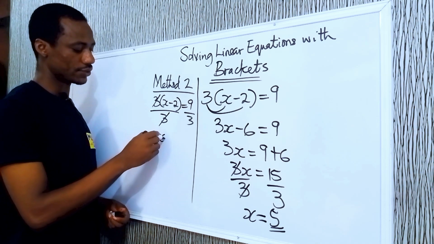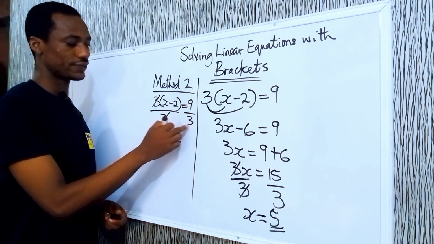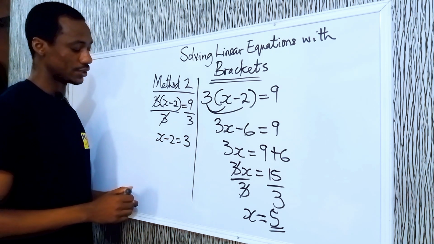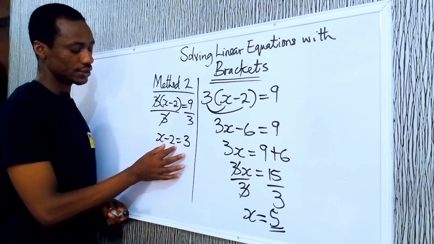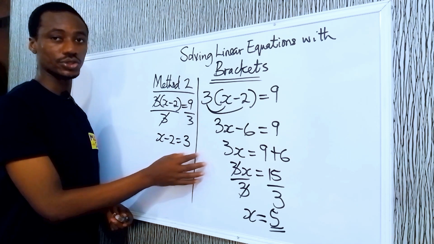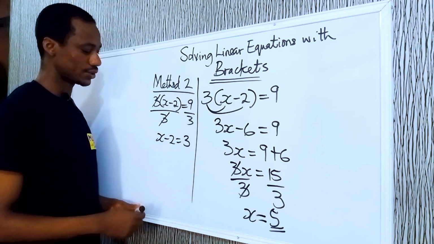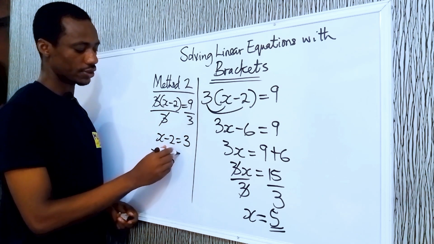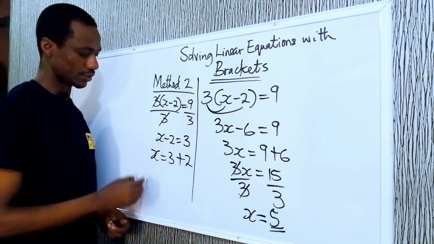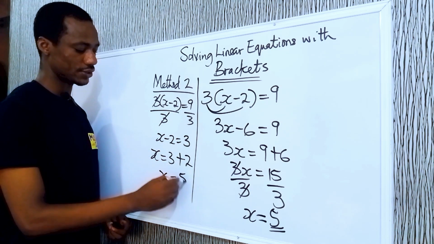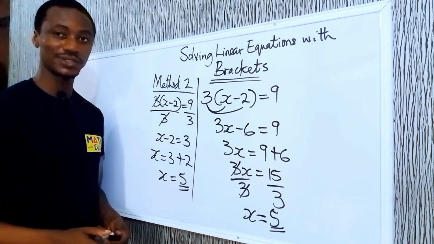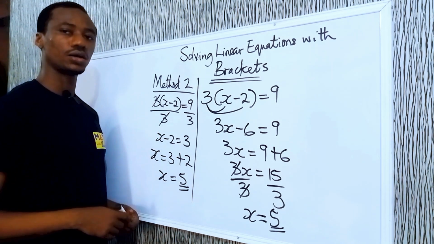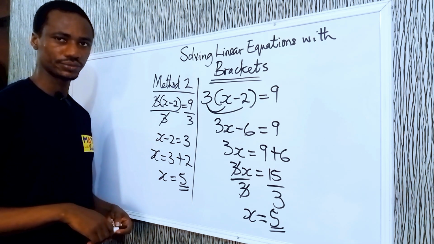We have x minus 2 equals 9 divided by 3, that's 3. And then we take the -2 to the other side of the equation, and it becomes +2. So that means we're going to have x equals 3 plus 2, and 3 plus 2 is 5. You see we have the same answer? Easy peasy.